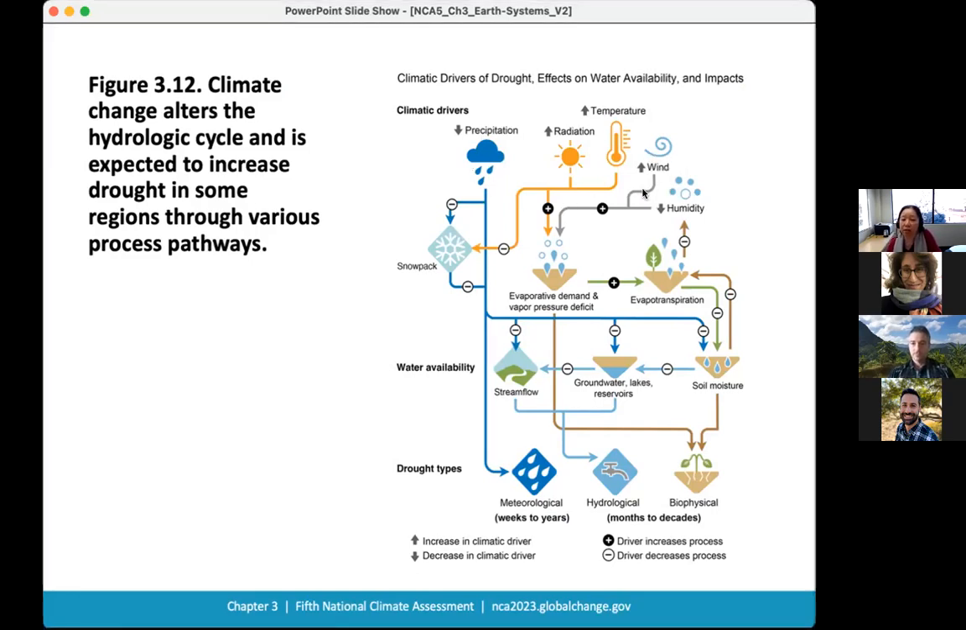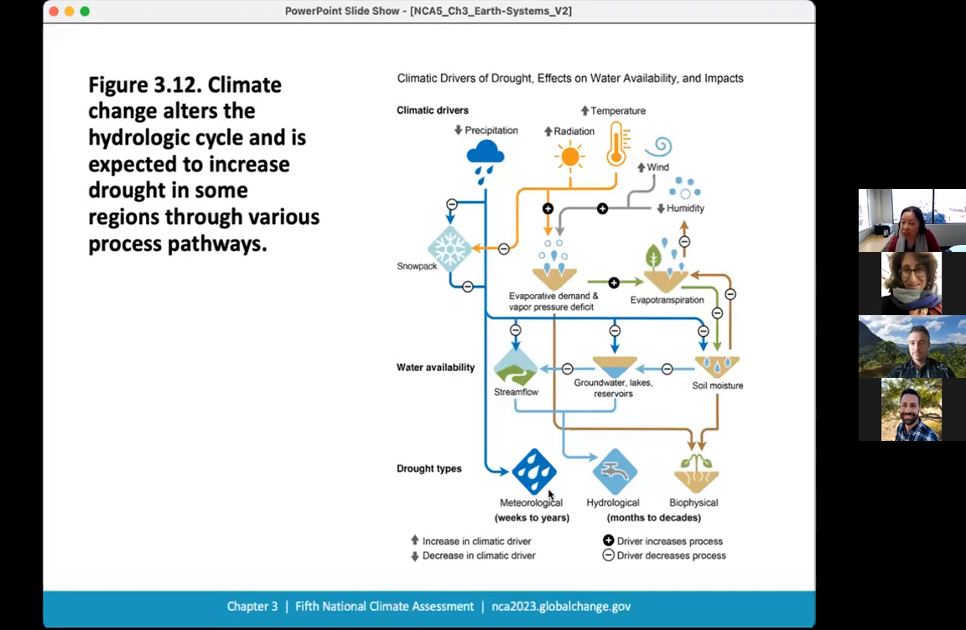And so these changes in the climate drivers will then go down and affect many different types of processes at the land surface that include changes in the snowpack, changes in the evaporative demand and the vapor pressure deficit, as well as the actual evapotranspiration coming from the soil and from the plants. As a result, that would affect how much water is available in the land surface in the form of streamflow, groundwater, lakes and reservoirs, as well as soil moisture, right? So changes in this water availability would then ultimately lead to drought condition.